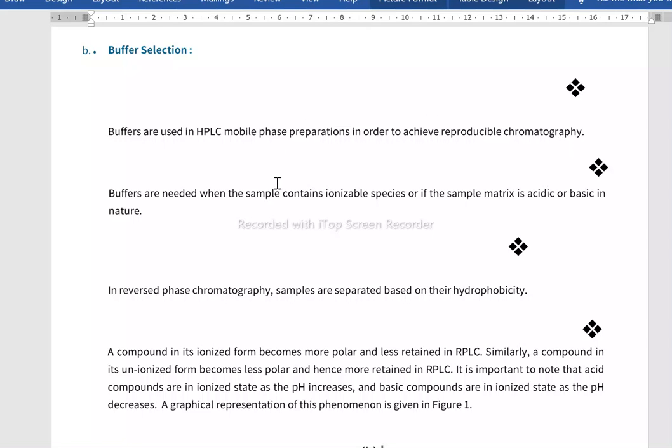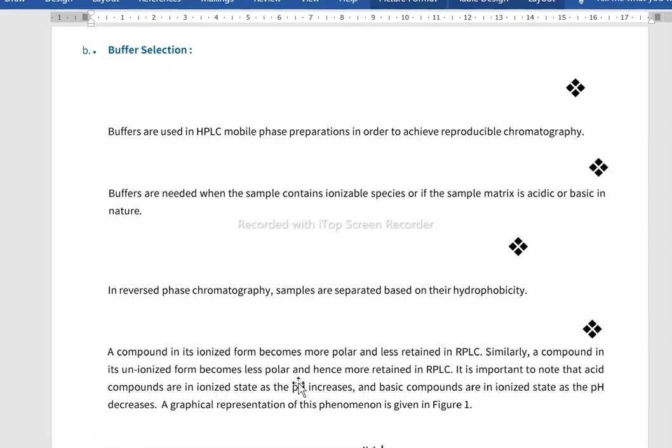So remember this line: a compound in its ionized form becomes more polar and less retained in reverse phase liquid chromatography, and similarly a compound in its unionized form becomes less polar and hence more retained in reverse phase liquid chromatography. It means that a more polar compound is less retained and a less polar compound is more retained in reverse phase liquid chromatography.